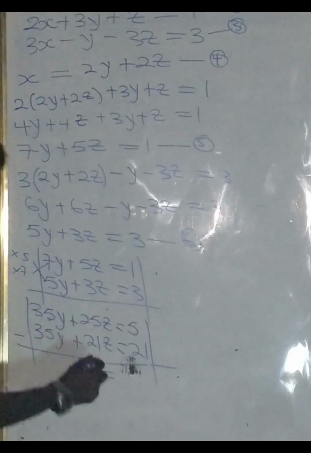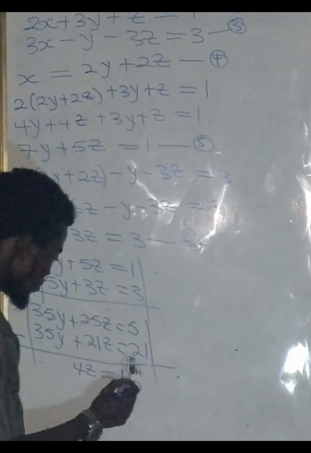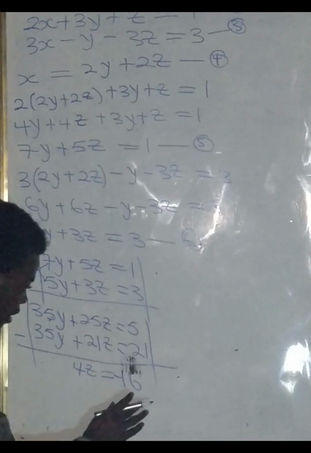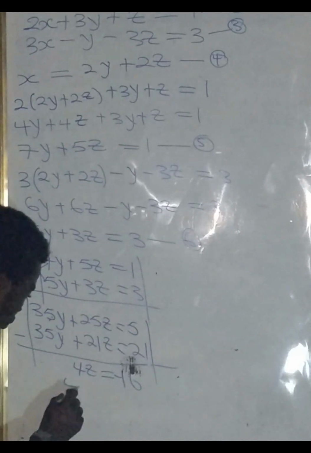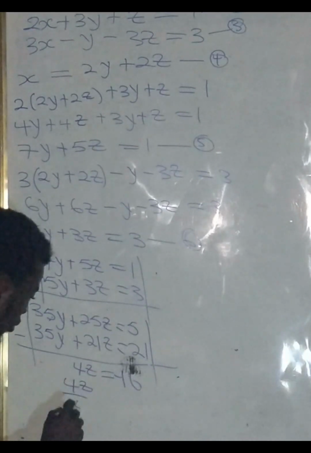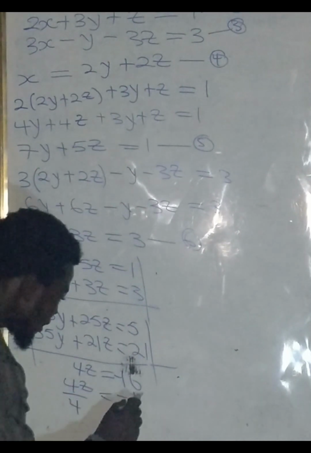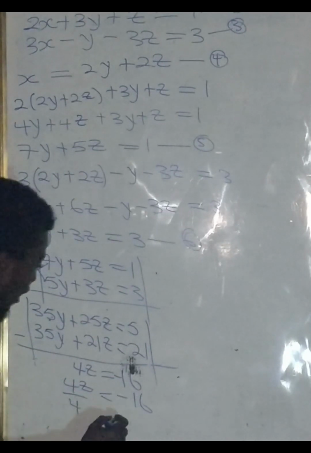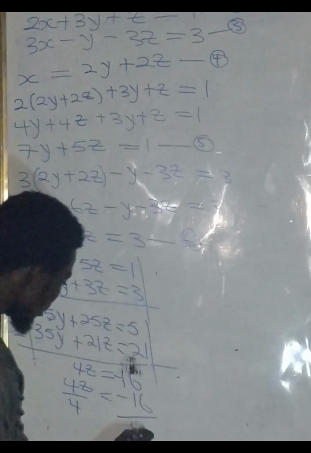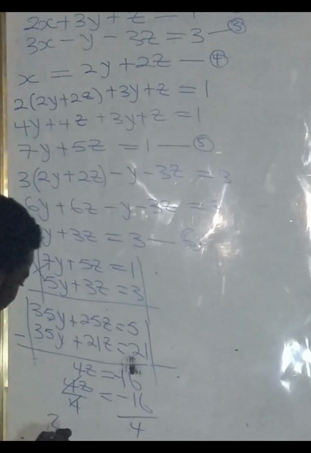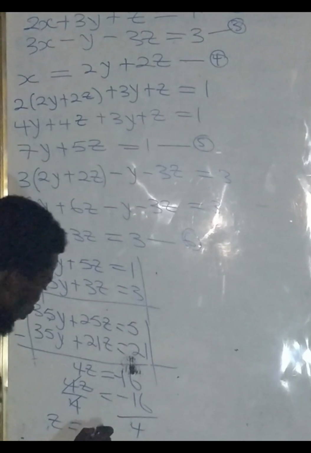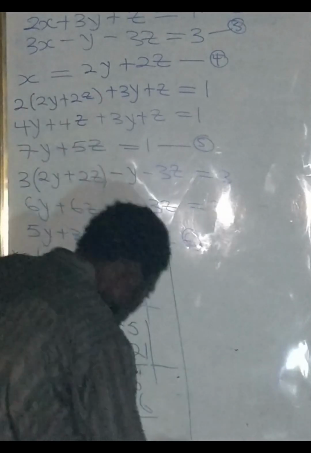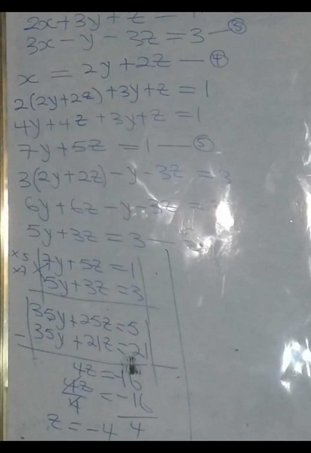Now we have 16 here, but negative 16, because the bigger number carries the sign. To find the value of z, divide both sides by 4. 4z divided by 4 equals minus 16 over 4. This and this cancel, and z is equal to minus 4. Are we okay? Good. We have gotten the value of z.